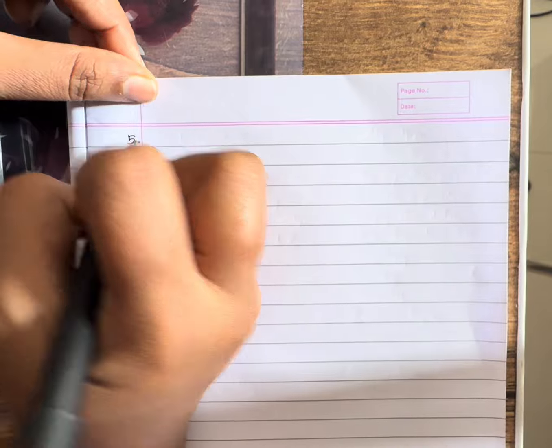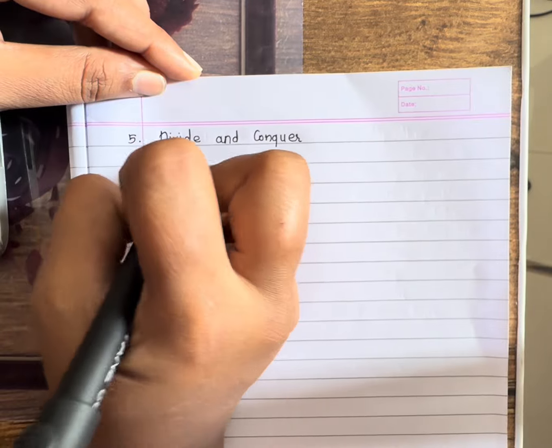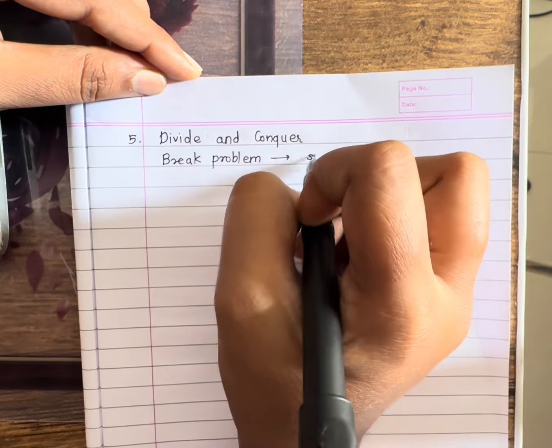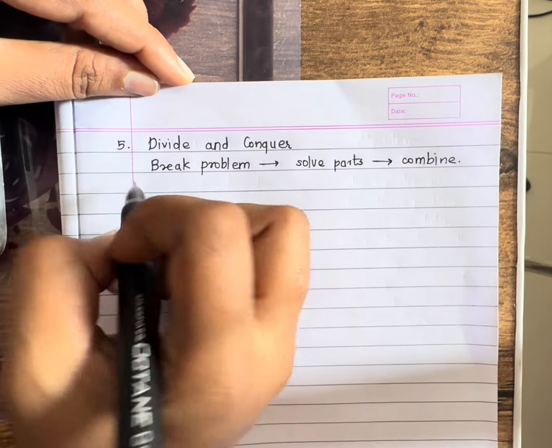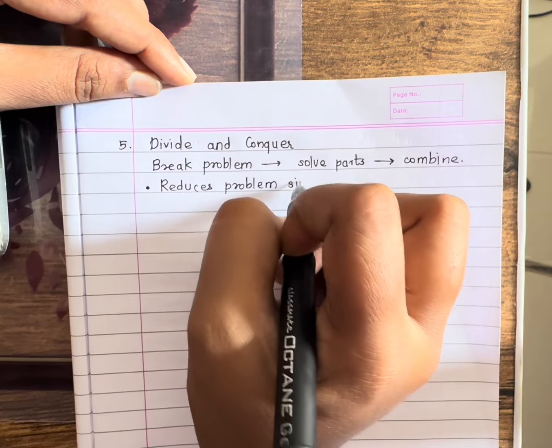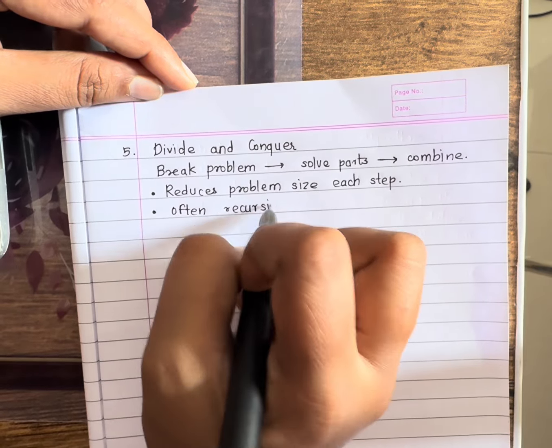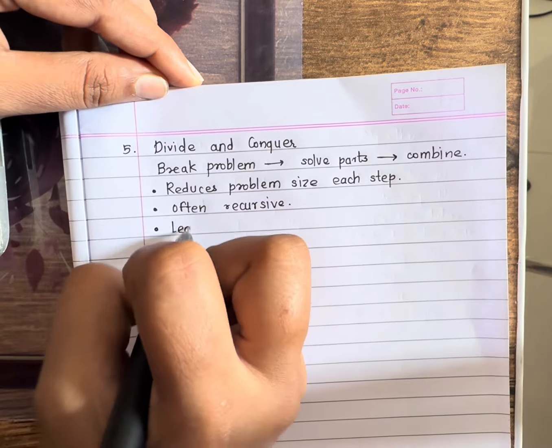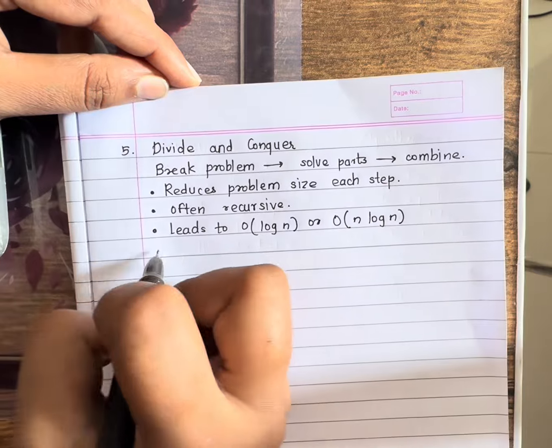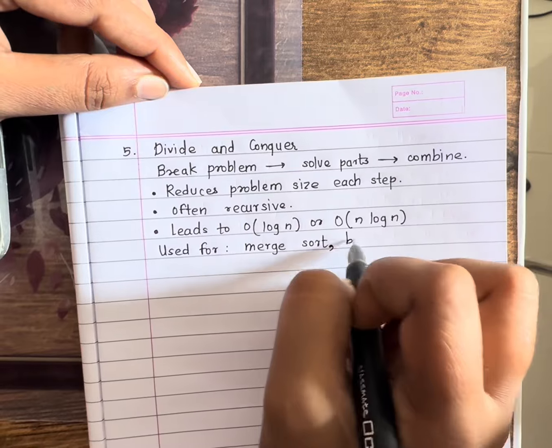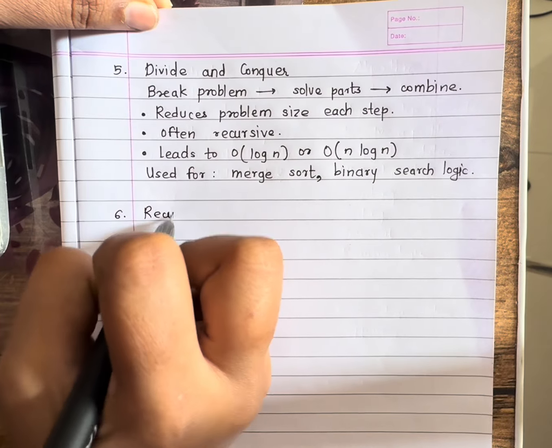The next approach that we are going to see is divide and conquer. What happens here? We break the problem first. Then we solve the parts of the broken problem, and then we combine them. It reduces the problem size in each step, and it is often recursive. It leads to O(log n) or O(n log n). It is used for merge sort and binary search logic.